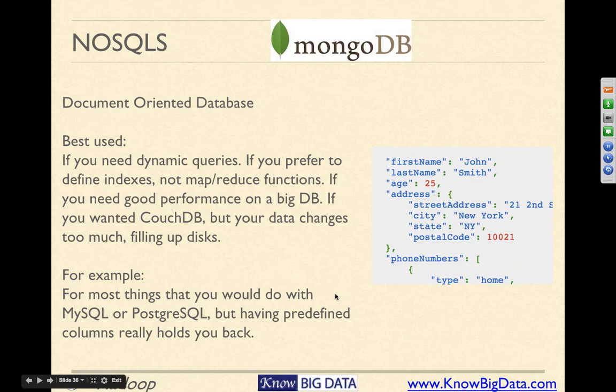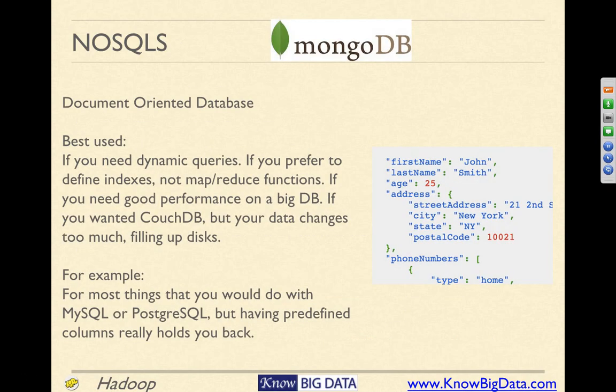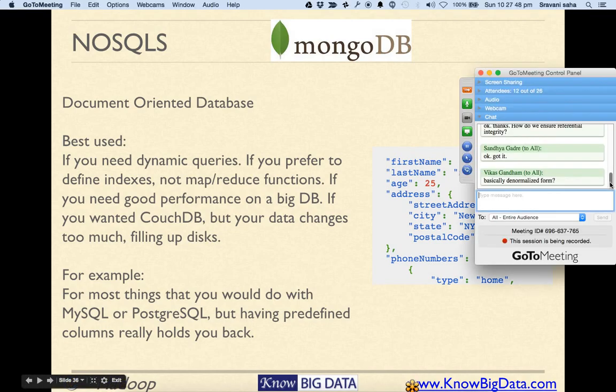All right. So although joining two data sets is possible here, it's not really efficient, unlike relational databases. So in those cases, MongoDB is good if you have to store big data objects. Yeah, basically denormalized form. That's correct, Vikas.